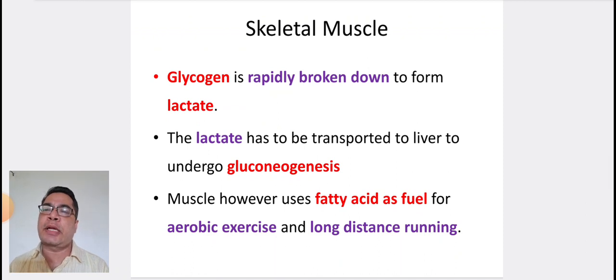Glycogen is rapidly broken down to form lactate. The lactate has to be transported to the liver to undergo gluconeogenesis. Muscle, however, uses fatty acids as fuel for aerobic exercise and long distance running.